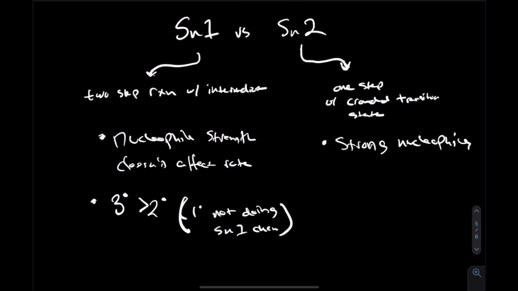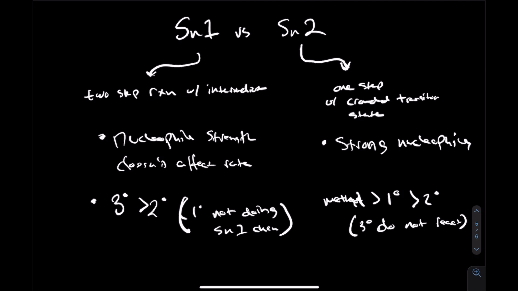Okay, Sn1 chemistry essentially only happens in tertiary and secondary systems, whereas in an Sn2 system, you would expect this to happen for methane and methyl systems, as well as primary and also secondary systems. And tertiary systems don't work. They don't react.